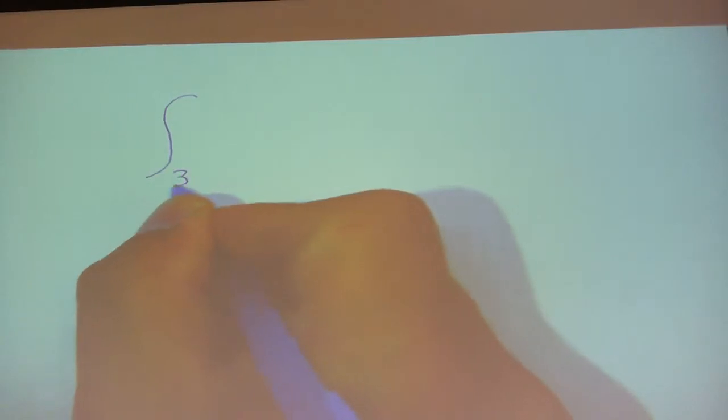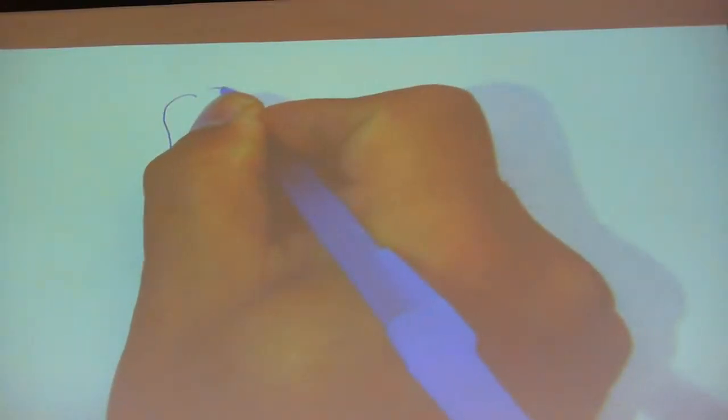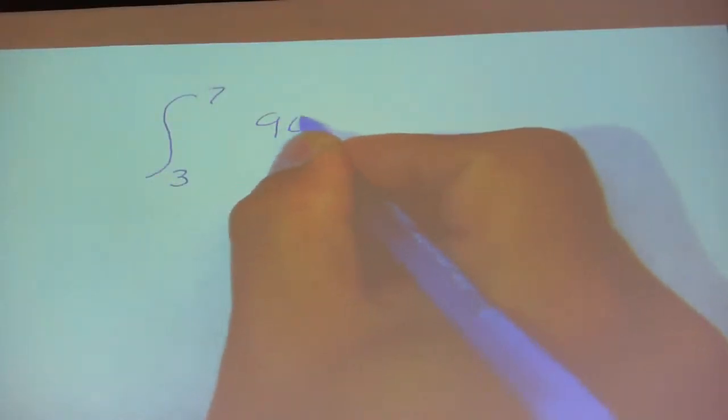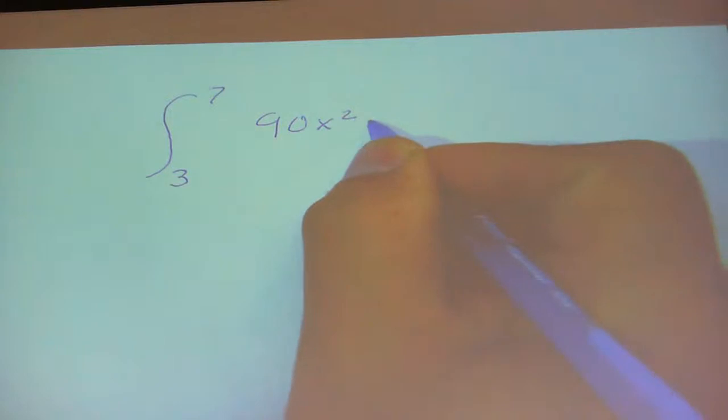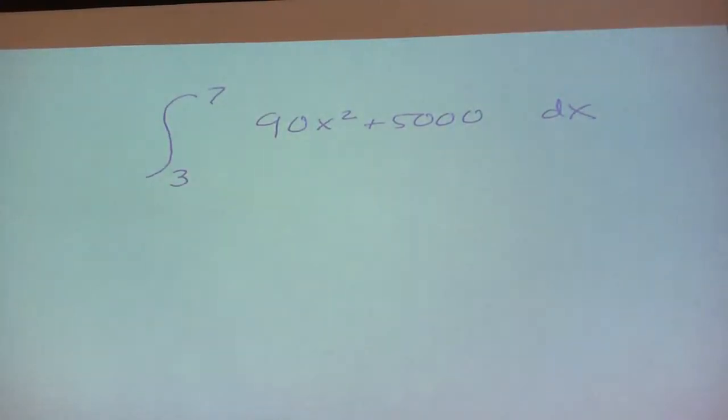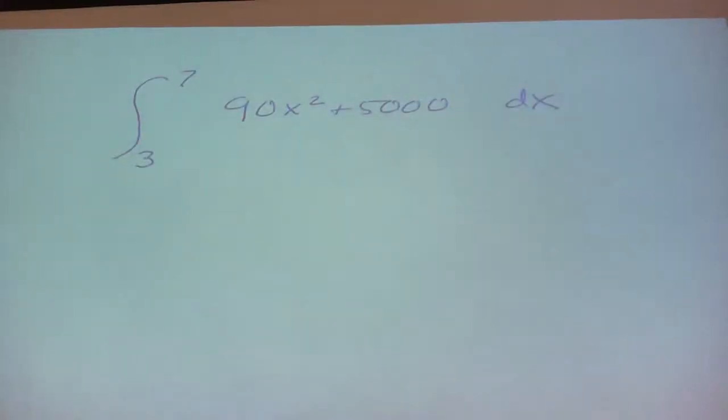Okay, so am I going to be taking an integral? Why? Because I'm going backwards from marginal to cost. And what are the years? 3 to 7. Which one goes on the bottom? 3. And which one goes on the top? 7. Lower bound, upper bound. And we're taking the marginal cost, which is 90x squared plus 5,000 dx. Okay? I want you to solve the problem.